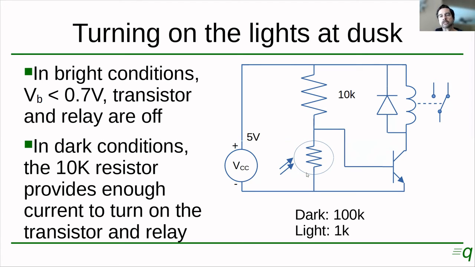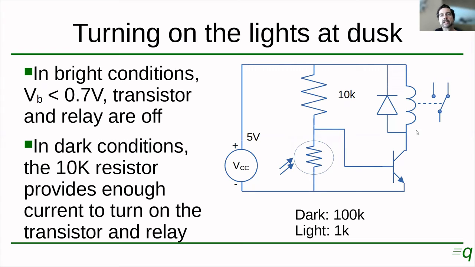In bright conditions, assuming the resistance of the LDR is about 1 kilo ohm, this is forming a voltage divider with 10 kilo ohm resistor and 1 kilo ohm resistor. If you do the math, the voltage here is going to be around 0.5 volts. 0.5 volts will not be enough to turn on this transistor, and the relay is going to be off. Okay, so in light conditions, low resistance, low voltage here, and the relay is off.